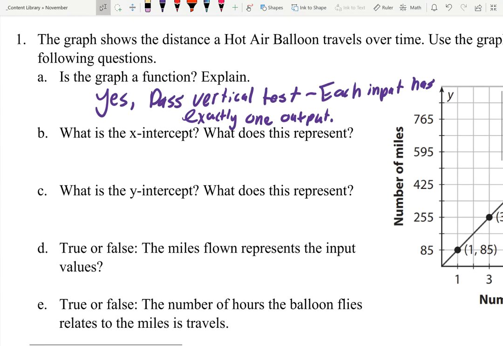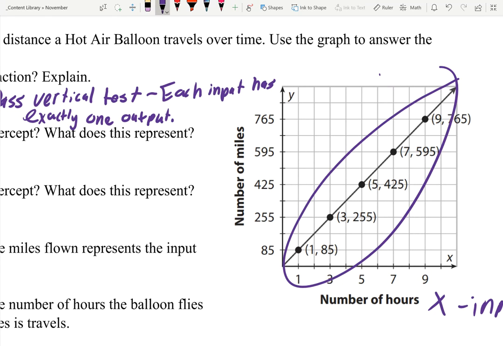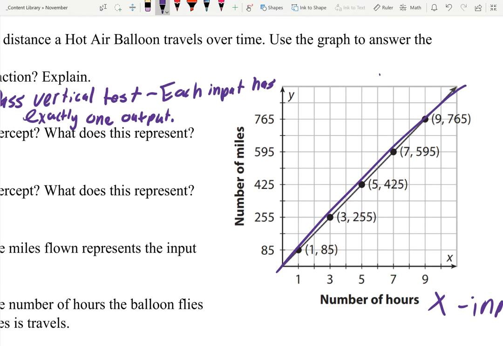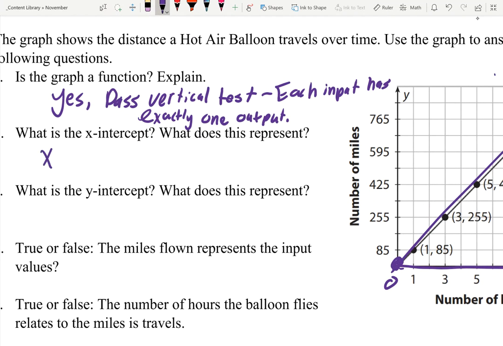All right. What is the x-intercept? What does this represent? Okay, so our x-intercept is where our function is going to intersect the x-axis, right? So these two lines, the x-axis is all the way down here at the bottom. And now clearly our function intersects the x-axis right there. That's where they're joining together. And they join together, of course, at 0. So the x-intercept is 0. X-intercept 0. Now, what does this represent?